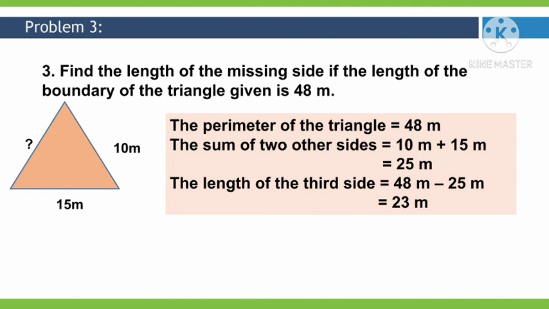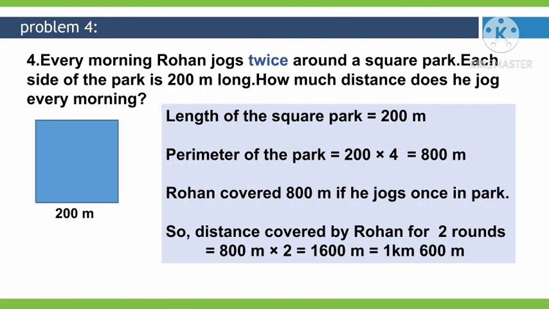I hope it's clear, children. Now look at the next question. Every morning Rohan jogs twice around a square park. Each side of the park is 200 meter long. How much distance does he jog every morning?